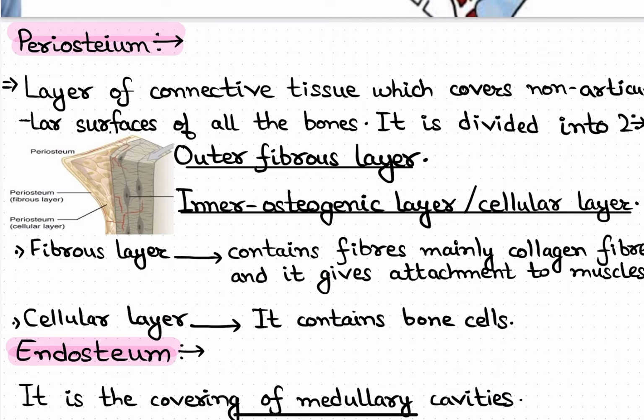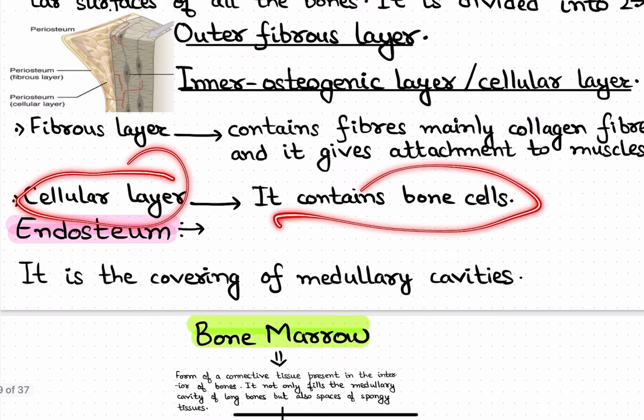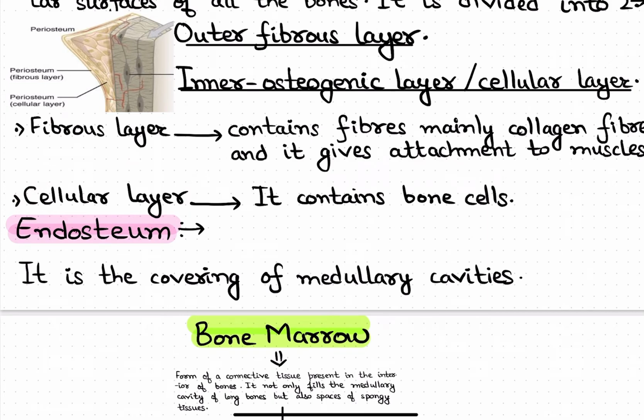What this cellular layer does is it forms certain cells which are responsible for the development of bone, and this is the fibrous layer. As we study, what this fibrous layer provides may be the flexibility. You can say fibrous layer contains fibers, mainly collagen fiber, and gives attachment to muscles also. Now the cellular layer contains bone cells. As I told, it is responsible for the development, I mean the growth, of the bone.